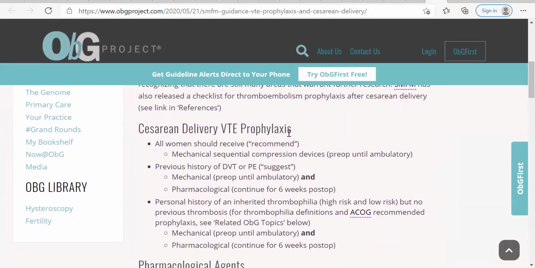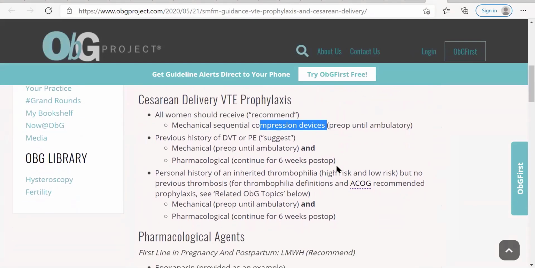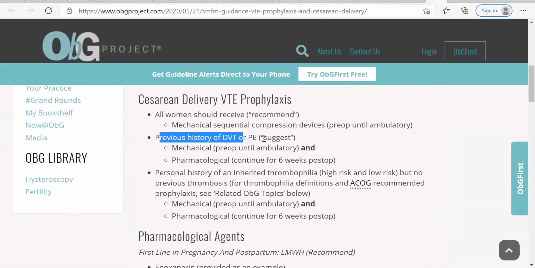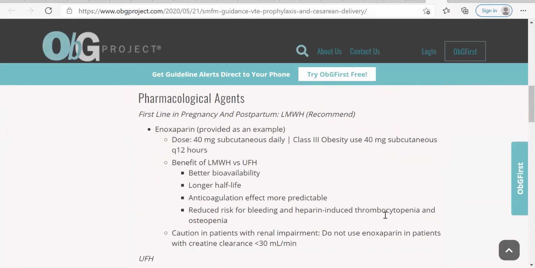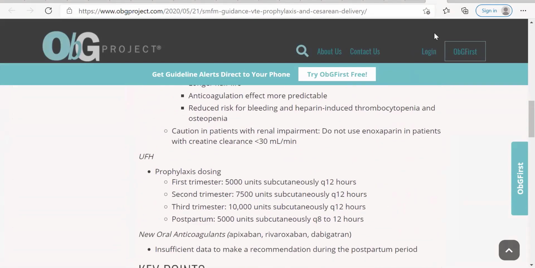So cesarean delivery VTE prophylaxis. All women should receive mechanical sequential compression device, which means this GCS. If someone has previous history of DVT or PE, then both mechanical and pharmacological prophylaxis should be given, and that should be continued for 6 weeks postpartum. Okay, so that's mainly the guideline that you need to remember.